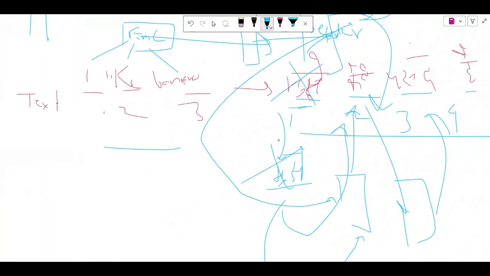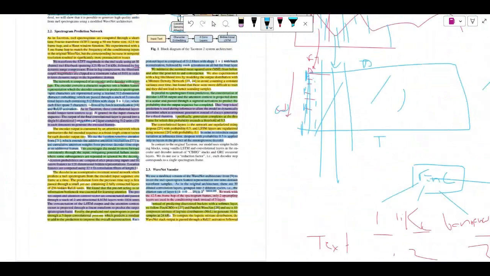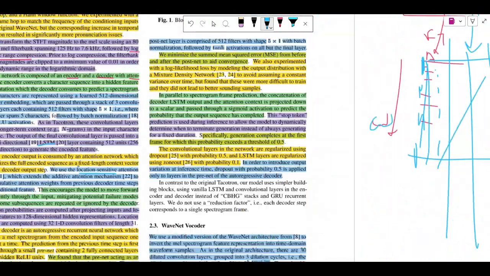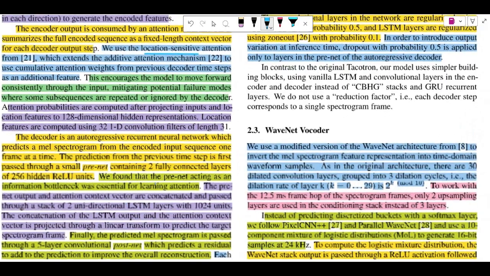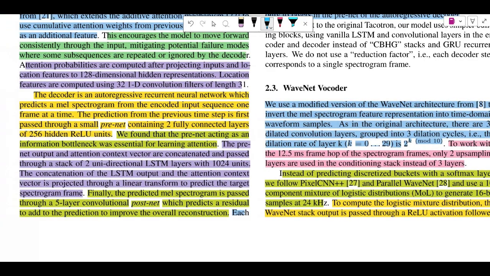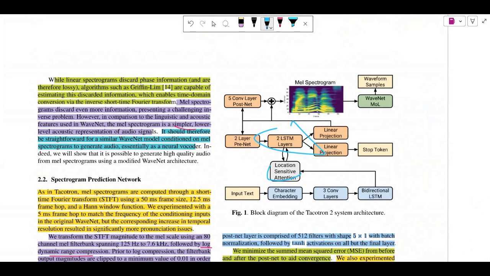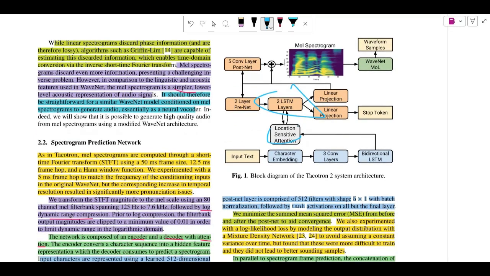And the prenet is basically to process this. So in this case, we have a mel spectrogram. The prenet just processes the mel spectrogram, and they said that it is essential. And then they have some LSTM layers on top of it, and with the LSTM layers, they use a linear projection to predict the spectrogram for that particular frame.